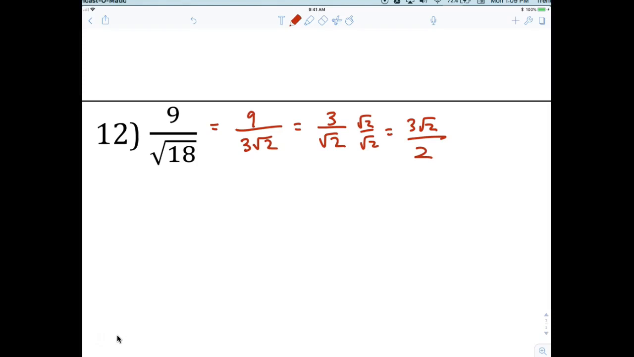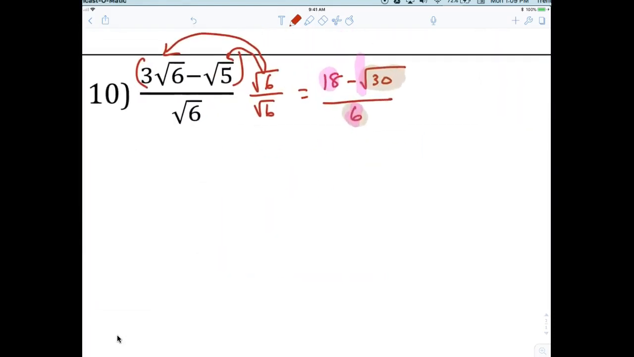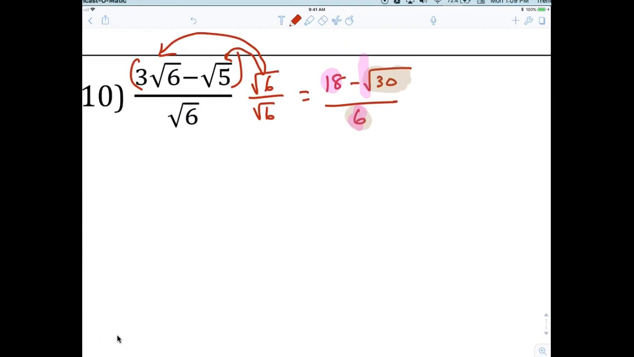Always simplifying. I didn't really understand number 10 that well. What are you having trouble with? How you got the numerator? Square root of 6 times the square root of 6 is what? The square root of 36. And what is that? Oh, 6. Oh, okay, got it. Thank you.